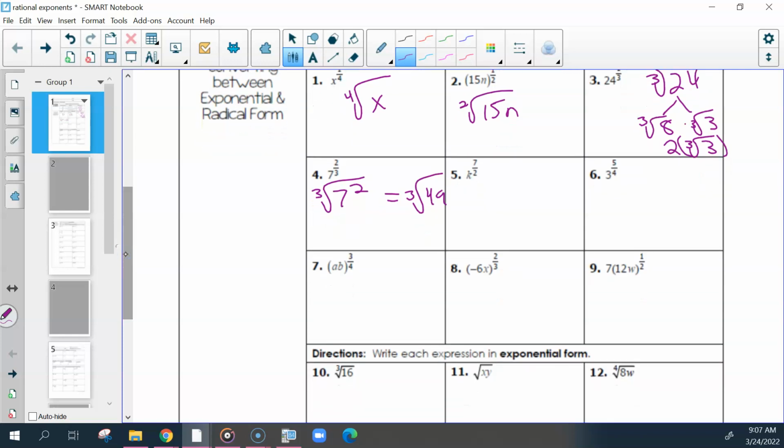A to the 7 halves. How would we write that? Now if we have the square root of k to the 7, we can simplify that more because 2 goes into 7 how many times? 3. With how many left over?